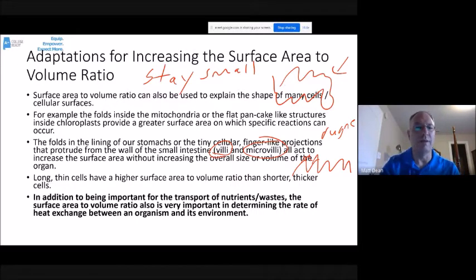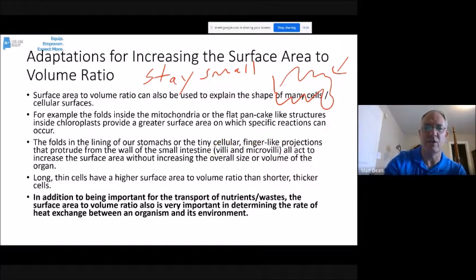Those structures are all about increasing the surface area without increasing the overall volume. It's really, really important in the small intestine because one of the small intestine's main jobs is to absorb nutrients into the blood. It needs a lot of surface area to ensure that it absorbs all those available nutrients that come in through your food. Another adaptation is for long, thin cells. So long, thin cells have a much higher surface area to volume ratio than short, thick cells.